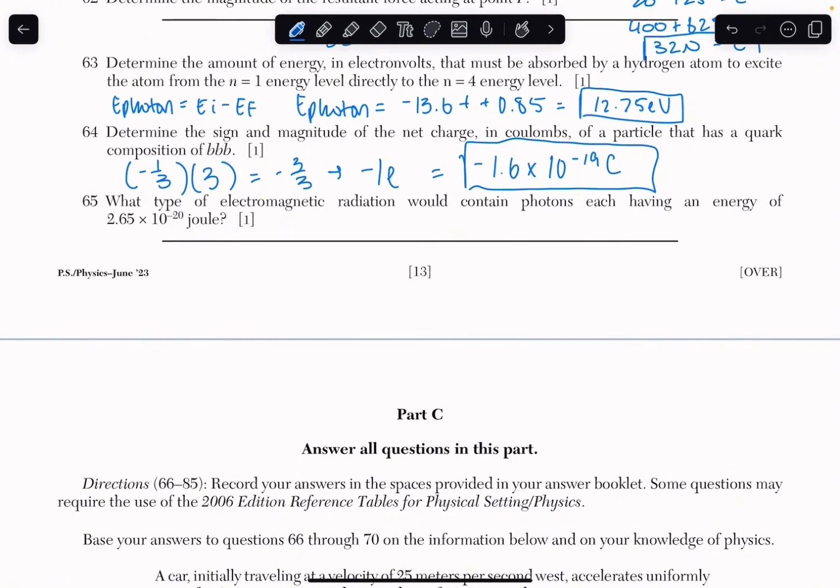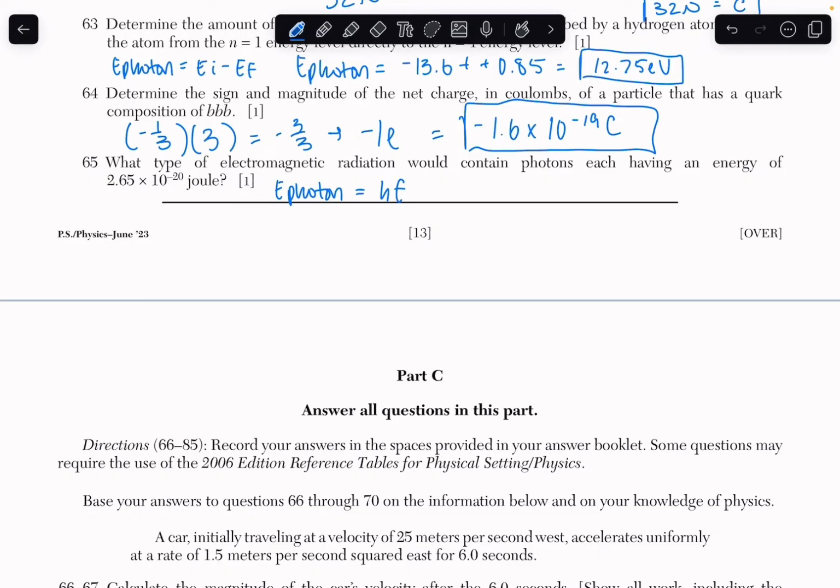65. What type of electromagnetic radiation would contain photons each having an energy of 2.65 times 10 to the negative 20 joule? So, this question might throw you off, but remember that the electromagnetic radiation is just the different radiations on the electromagnetic spectrum in your reference table. So in order to figure this out, we just have to use the equation E photon equals HF. Because we already have the energy and H is a constant.